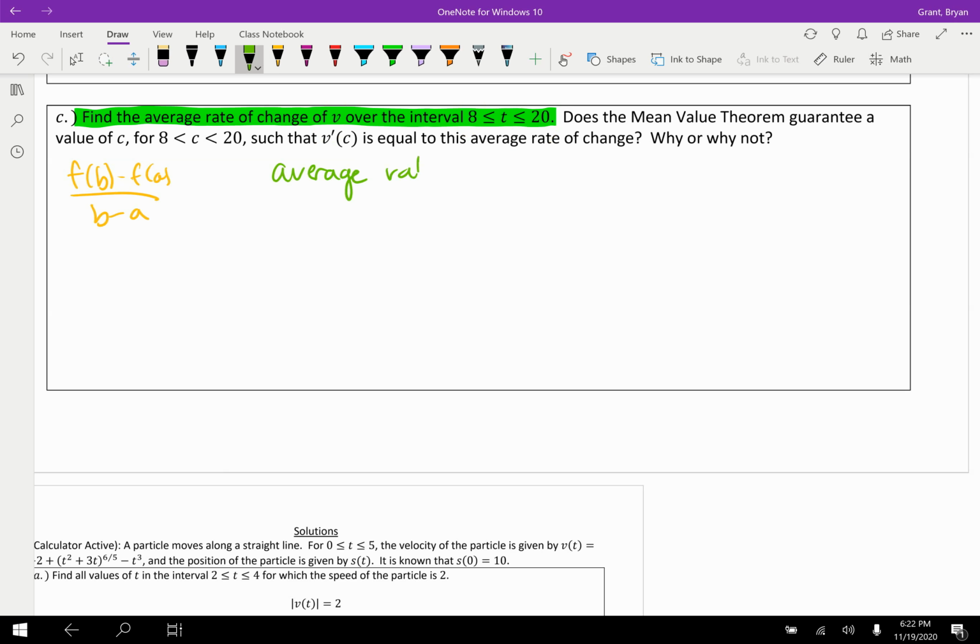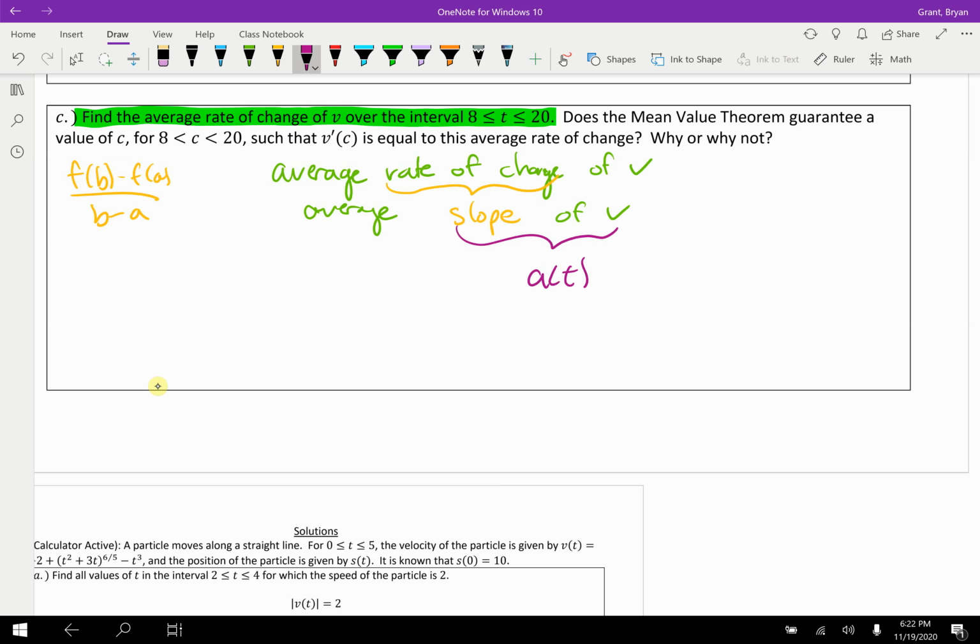We have the average rate of change of v. Let's break it down. Rate of change, slope. So this to me says the average slope of v. But wait, slope of v? The slope of v, isn't that just a of t? So really what they're looking for here then is the average acceleration. And to find average acceleration, we strangely use the velocity equation. And hopefully I can convince you of that using some units right now.